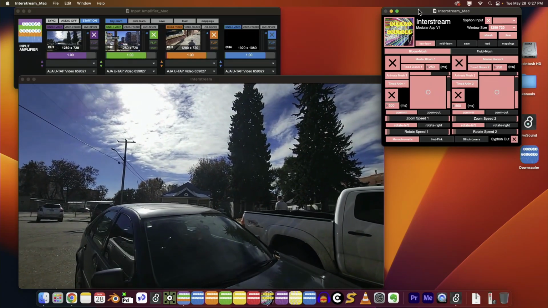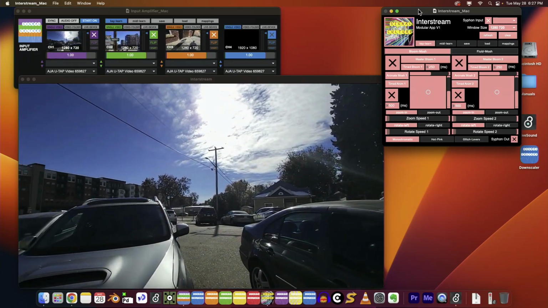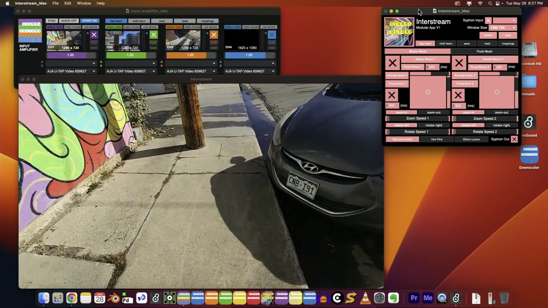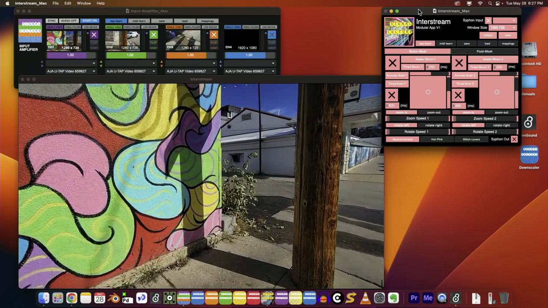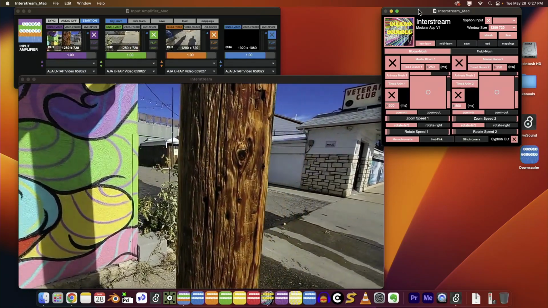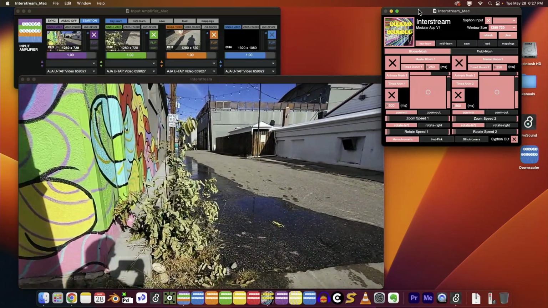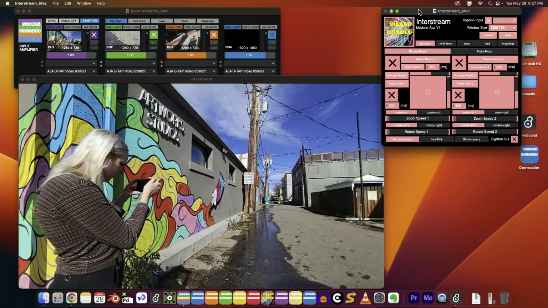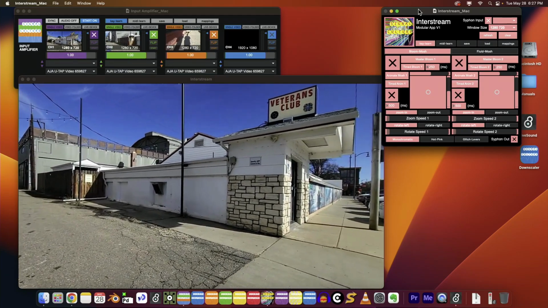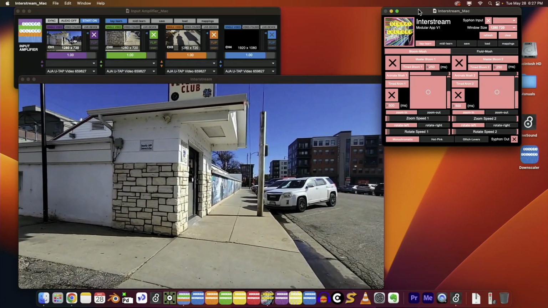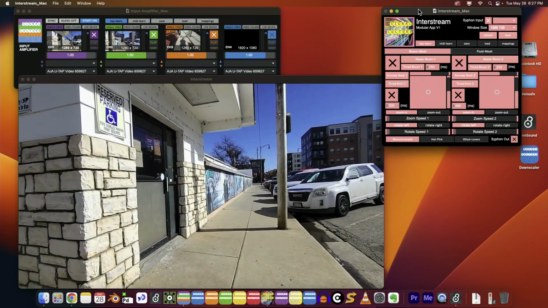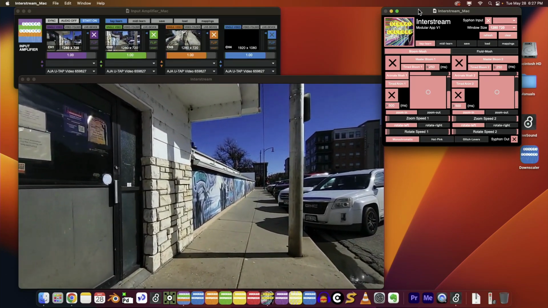So Interstream has a lot of different ways to mosh. The two main functions in Interstream are what we would call the bloom mosh and the fluid mosh. Now blooming comes from a term from the early days of data moshing, where you just let one part of the image bloom and rupture, and fluid mosh allows that kind of rupturing to happen over time. So let me show you the advantages of both.